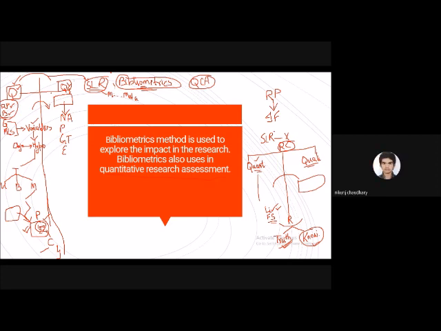Ma'am, could you please explain qualitative analysis again? Okay, let me just see. Monica, the entire session is being recorded, right? You can see that red button. Yeah, okay, sure. Okay, fine.